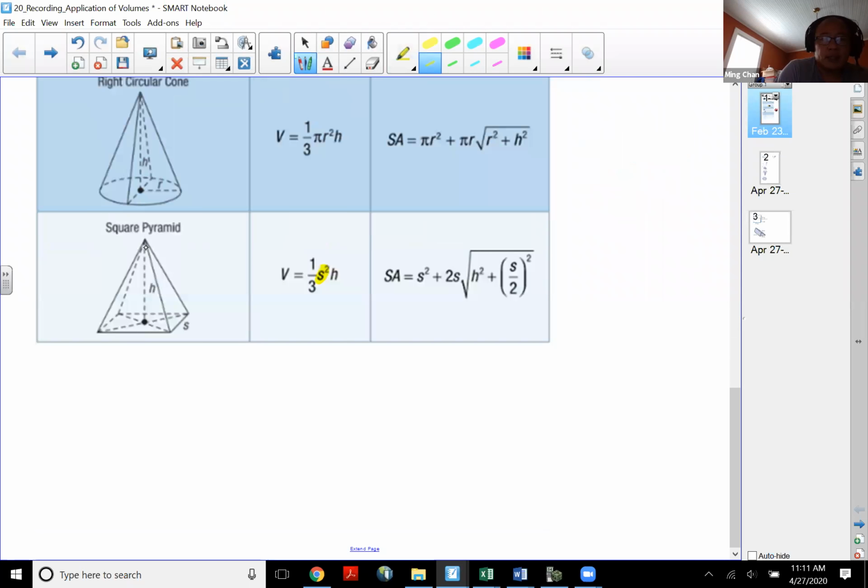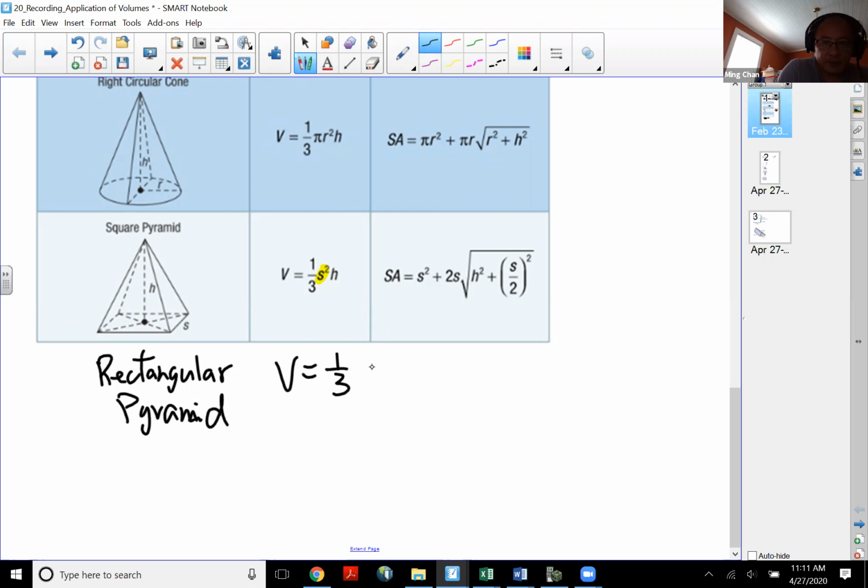If the base of my pyramid is a rectangular pyramid, that means the area of the base will be length times width. Then we times the height, okay? So the area formula can change, depending on what kind of base it is. Not for a cone, okay? For a cone, you have to have a circular base. So the area of the base, which is pi r squared, times the height.